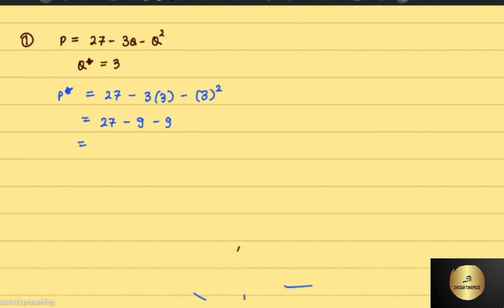So you will get p is equals to 9. So your p star is equals to 9. And your q star is already given in your question.